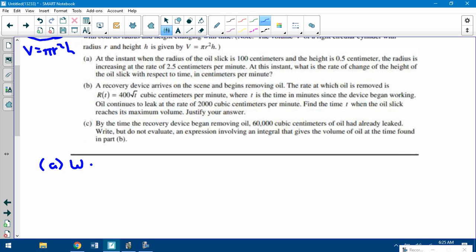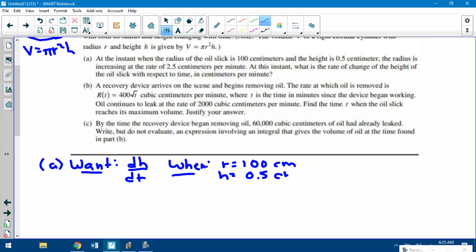What do we want? We want the rate of change of the height of the oil slick with respect to time. So we want dh dt. And when do we want it? Now. We want it when the radius is 100 centimeters. We want it when the height is 0.5 centimeters. And the radius is increasing at a rate of 2.5 centimeters per minute. So dr over dt is 2.5 centimeters per minute.